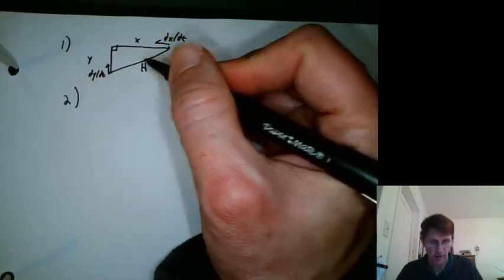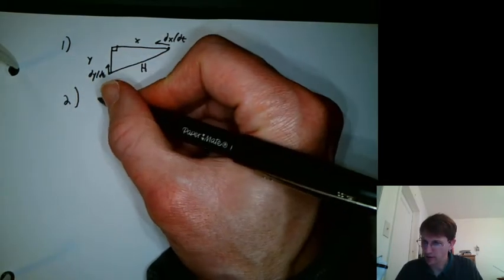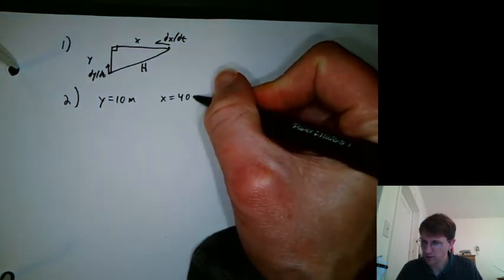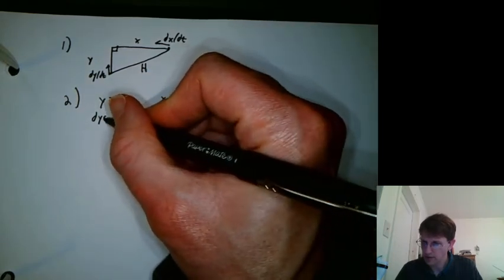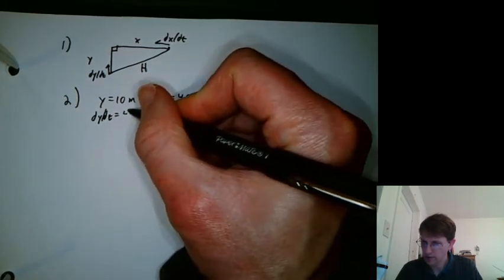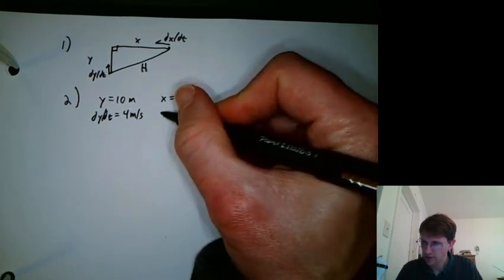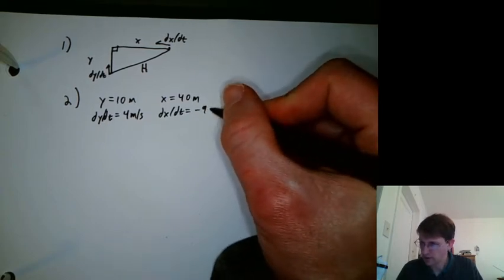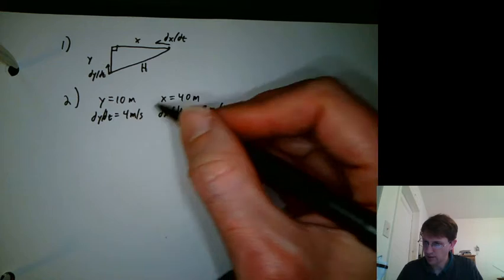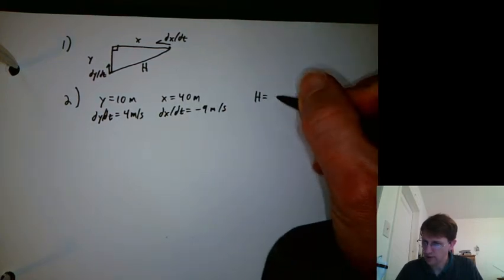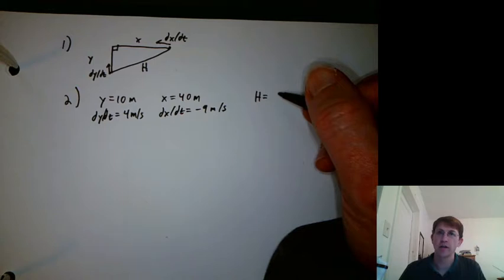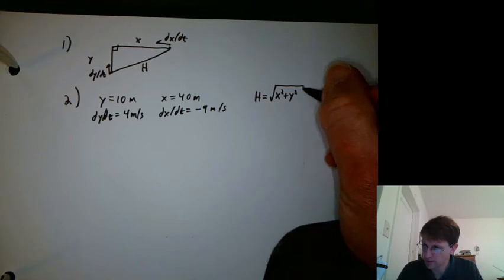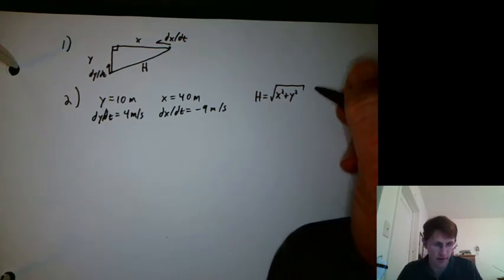Step 2, write down the names and values that we know. We know that y was 10 meters, x was 40 meters, dy/dt was 4 meters per second, dx/dt was negative 9 meters per second, and then we had h. We didn't know that off the top of our heads, but we could compute it, right? That was the square root of x squared plus y squared. And you could compute that. It's not essential to compute it right now.